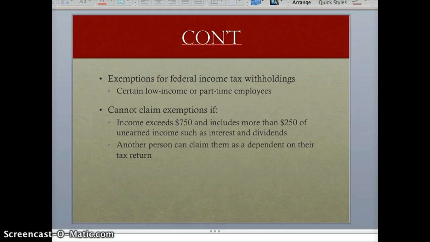You cannot claim exemptions if your income exceeds $750, and that includes more than $250 of unearned income. Unearned income is things that you didn't work for per se, like interest and dividends on money you have in the bank or invested. You also can't claim exemptions if another person can claim you as a dependent on their tax return. So all that is saying is, in my family, Derek cannot claim an exemption because we are claiming him as a dependent on our income taxes.